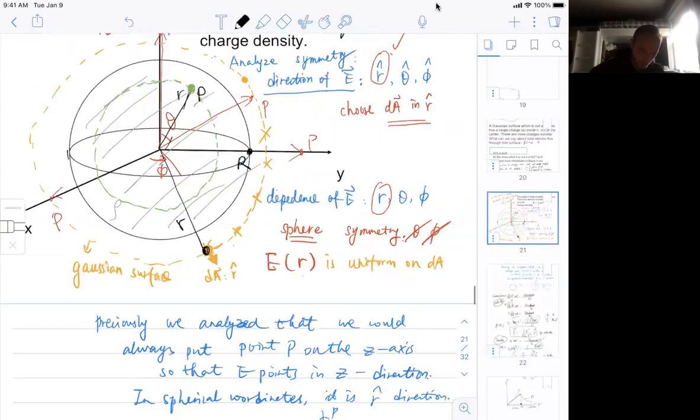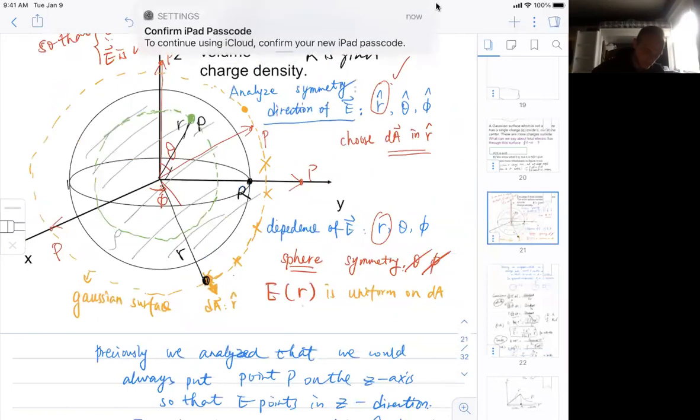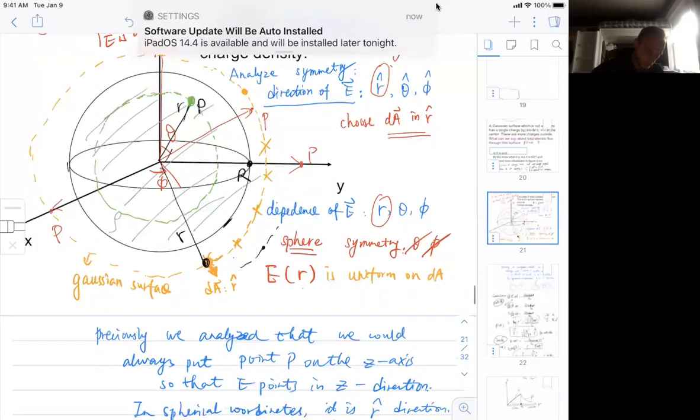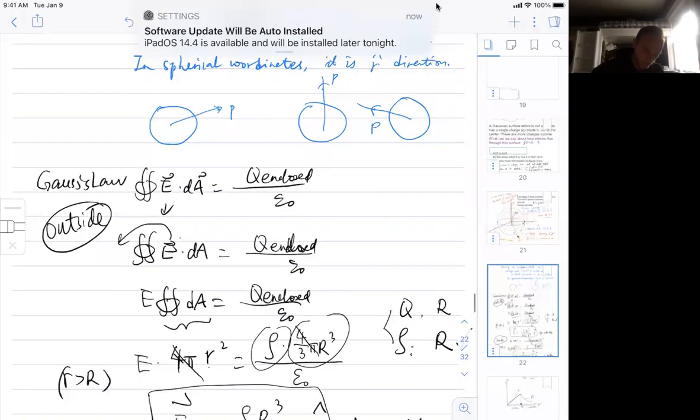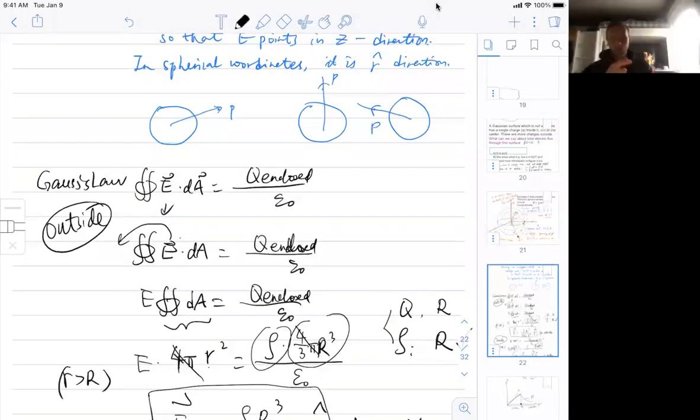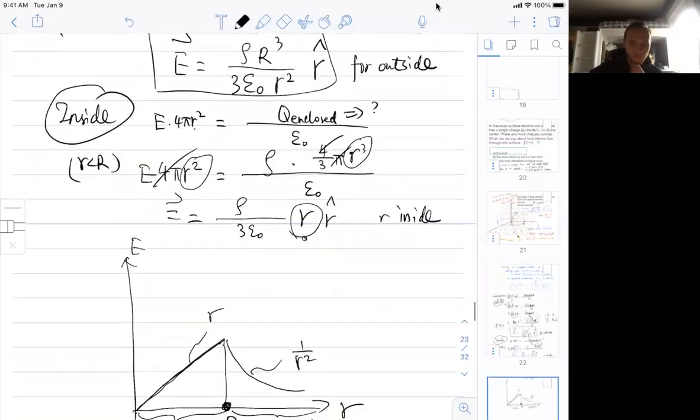You can put as big of a Gaussian surface as you want, but you're still enclosing just the sphere, nothing more than that. Right, so that's why when you're doing Q enclosed, it's capital R. That's not the little r. That's the max amount of charge you can enclose.